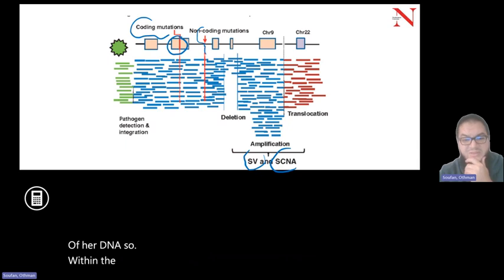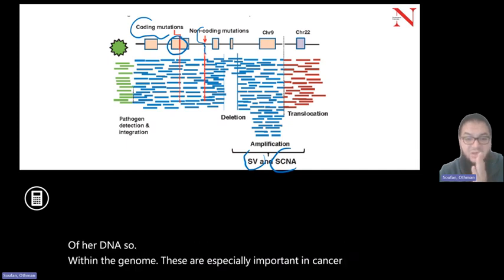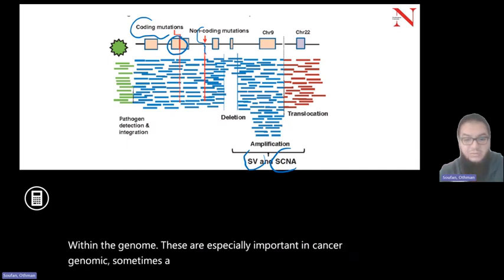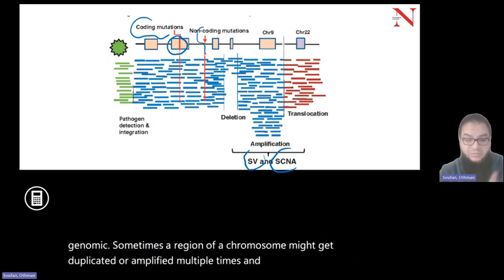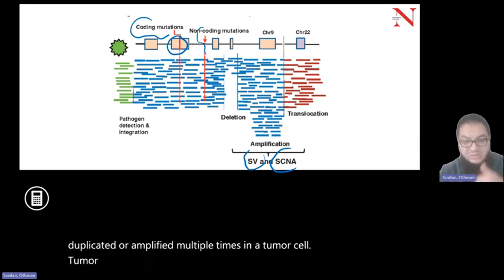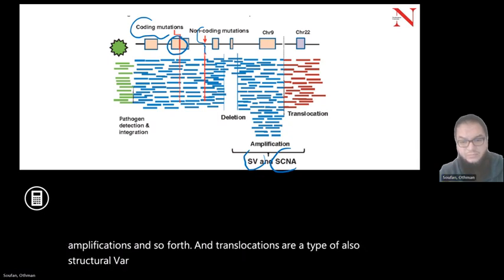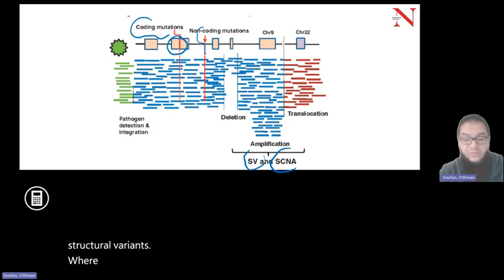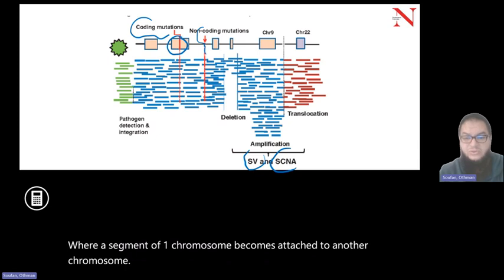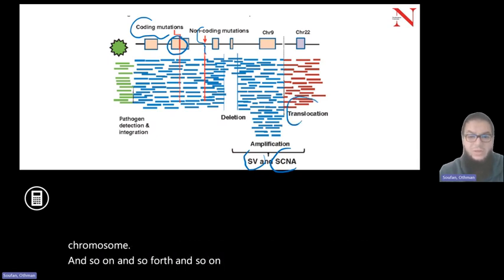These are especially important in cancer genomics. Sometimes a region of a chromosome might get duplicated or amplified multiple times in a tumor cell. Tumor generally means higher growth, some amplification, and so on and so forth. Translocations are also a type of structural variant, where a segment of one chromosome becomes attached to another chromosome, and so on and so forth.